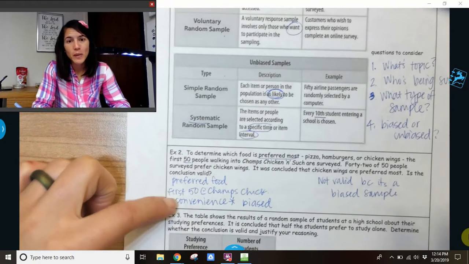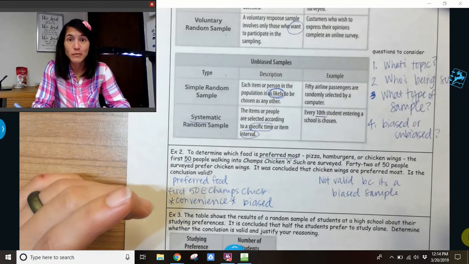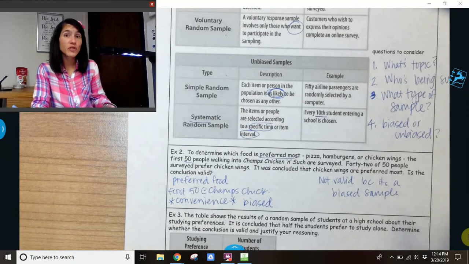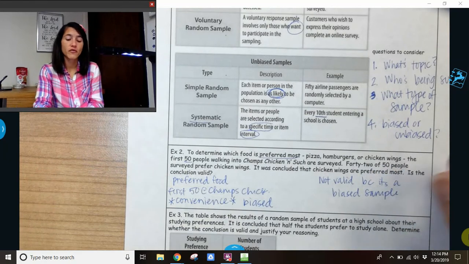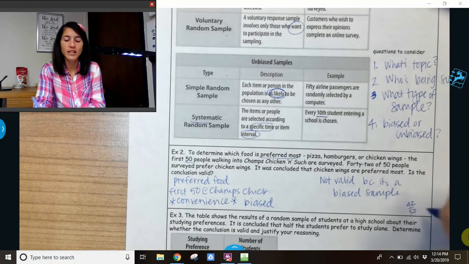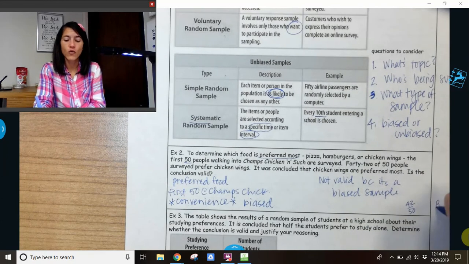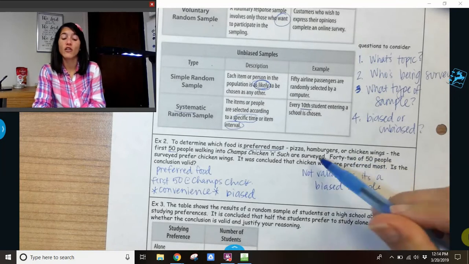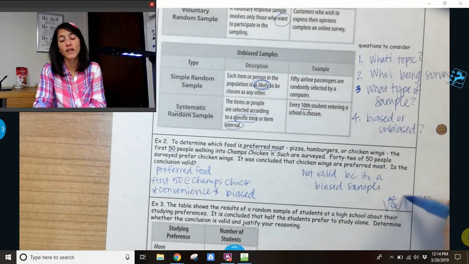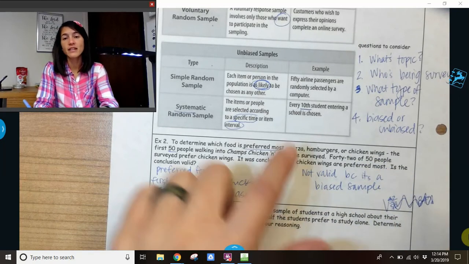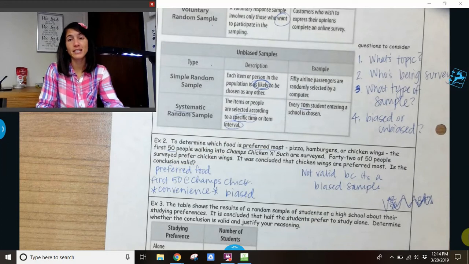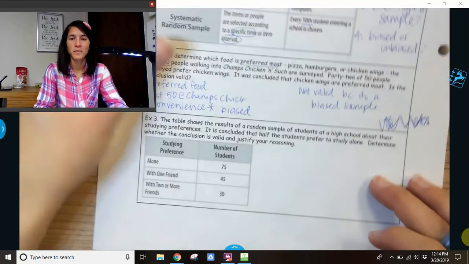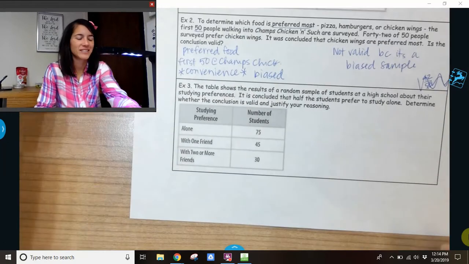What do you think most of these people are going to say if they're eating at Champ's Chicken and such? They chose to go to Champ's Chicken, so they're probably going to say chicken. 42 of 50. That's a lot. That's 84%. I do not believe 84% would say chicken over hamburgers and pizza. I think it'd be more even than that. So that is not a valid conclusion because it's a biased sample. All right, so let's do another one, and then we'll be done.